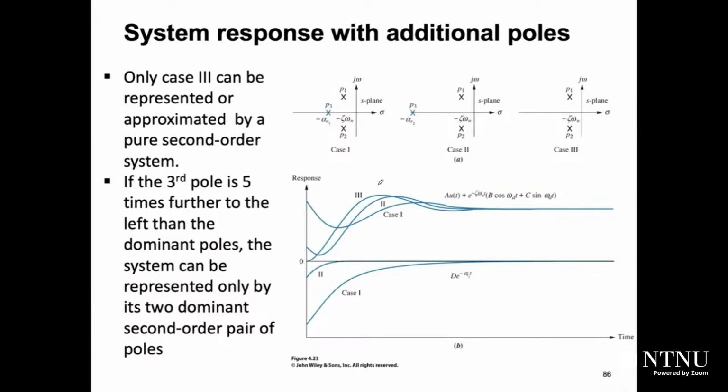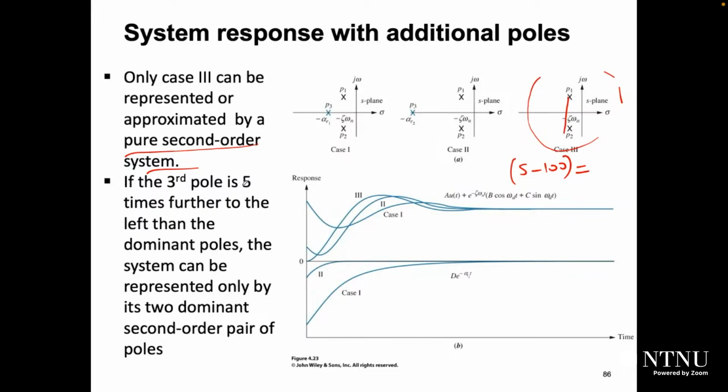So only case 3 can be approximated by a pure second order system. If the third pole is at infinity, we can just ignore it and represent our system by a pure second order system, right? This is the real part here. If you have a third pole at, for example, s minus 100, it's very far, in fact. We can assume that it's at infinity and just cancel it. And we can use a pure second order system to represent the behavior of our system.